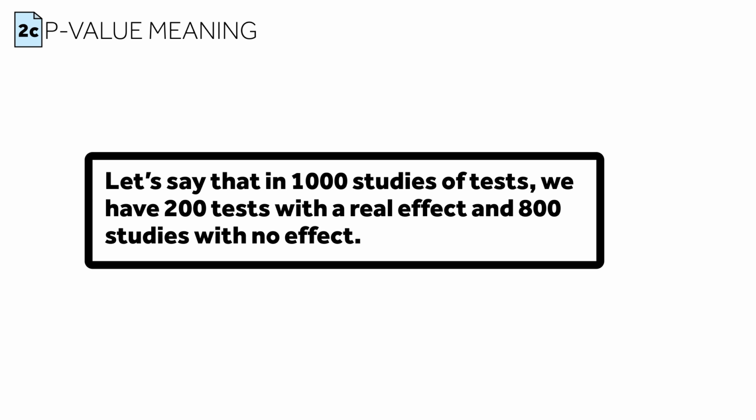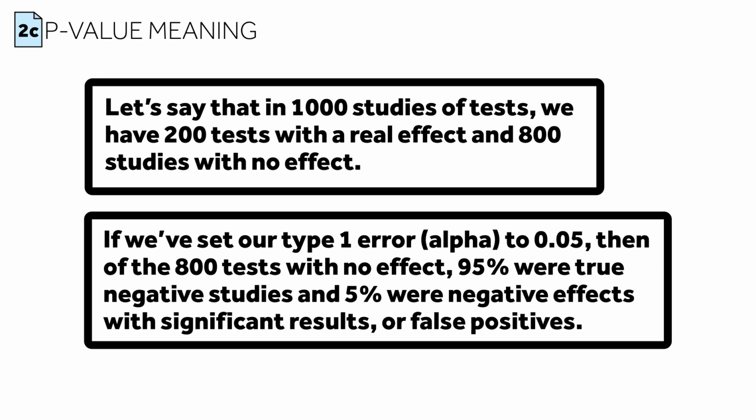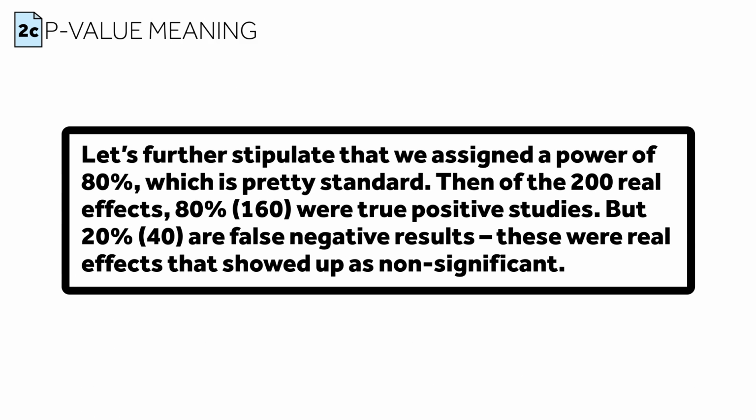Let's say that in 1,000 studies of different tests, we have 200 tests with a real effect and 800 studies with no effect. If we set our type 1 error, or alpha, to 0.05, then of the 800 tests with no effect, 95% were true negative studies, and 5% were negative effects with significant results or false positives. Let's further stipulate that we assigned a power of 80%, which is pretty standard in health studies. Then of the 200 real effects, 80% or 160 were true positive studies, but 20% or 40 are false negative results. These were real effects that showed up as not significant.